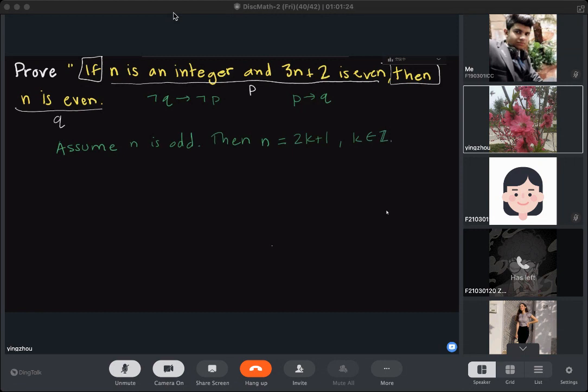So if that's the case, then I can take 3n plus 2 and replace n with 2k plus 1. And then I can rewrite that as 6k, oops, this is plus 2. So this is now 6k plus 3 plus 2.